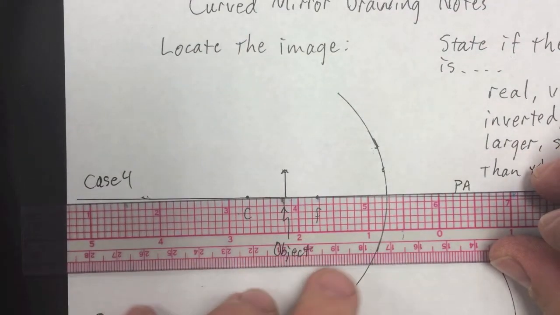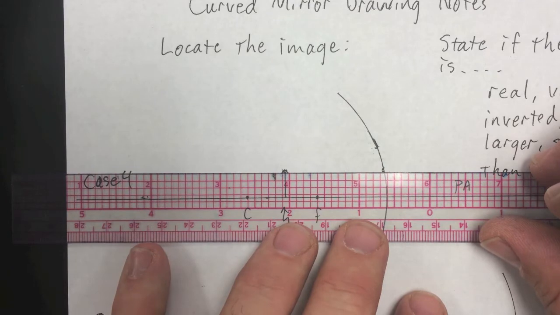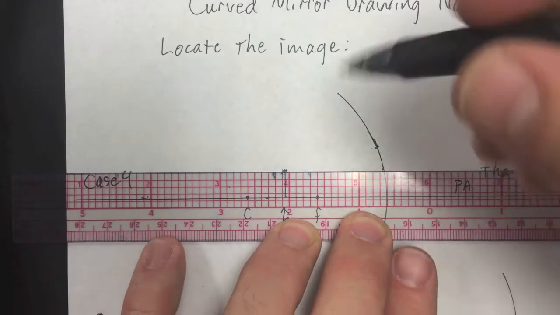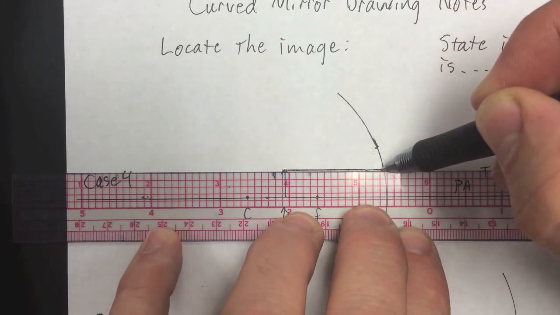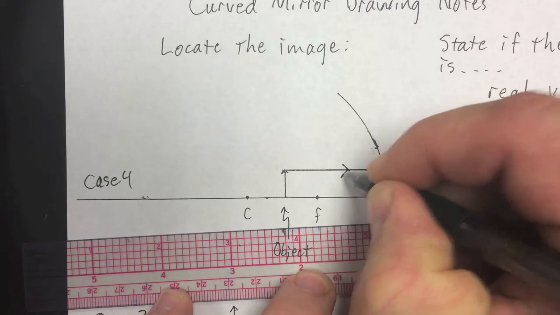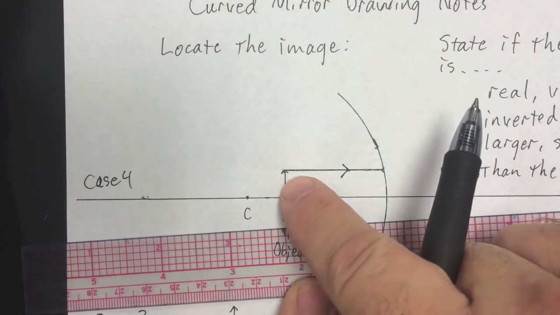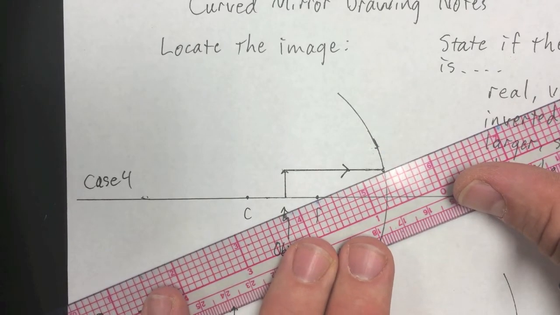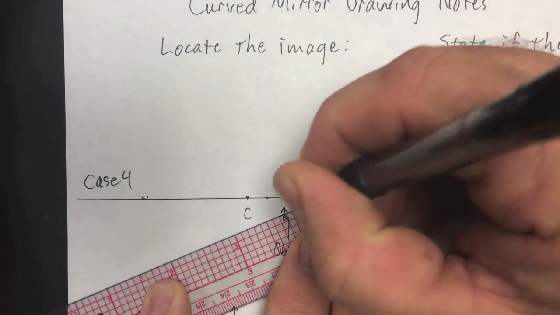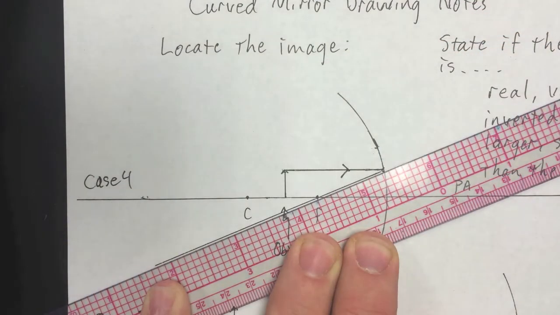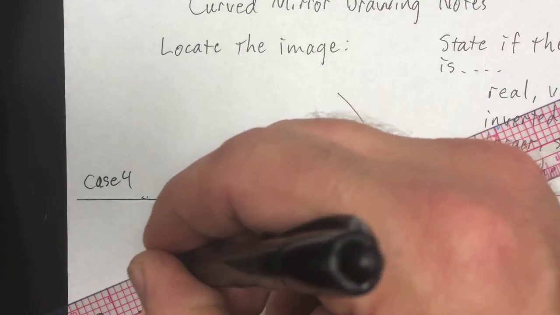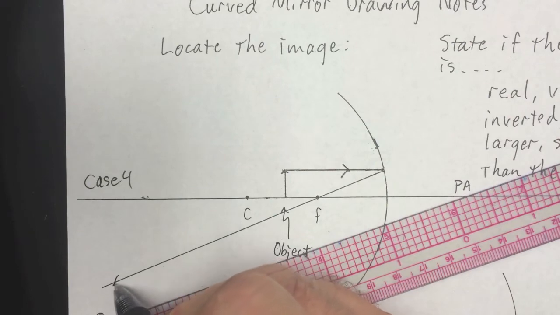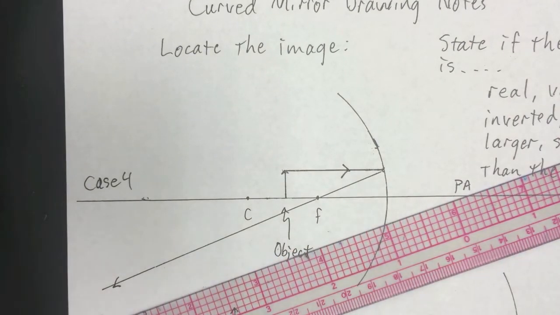Because I'm using a see-through ruler, I can get a better picture that it's parallel to the axis. That's the first light ray. Whenever you draw light rays, you have to put an arrow on it. Because that light ray is going parallel to the principal axis, it reflects through the focal point. So I line up my ruler so the light ray goes through the focal point. I'm going to extend it quite a bit because I'm not sure where the image is going to be, but it's going to be somewhere along that light ray.